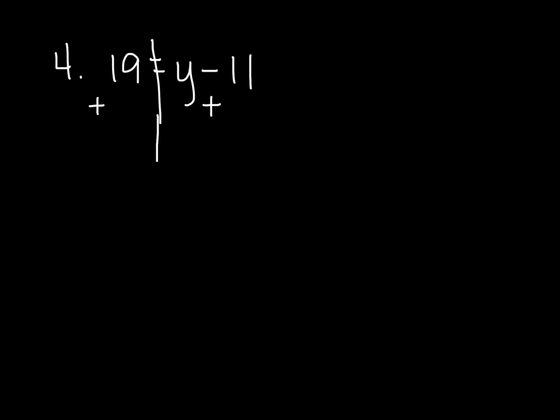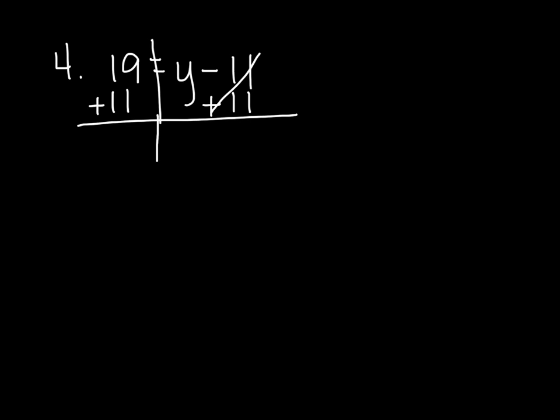I've got to get that 11 by itself. I've got to get that y by itself. So I'm going to get rid of that 11. I'm going to add 11 to this side and add 11 to this side. Now, a negative 11 and a positive 11, they are opposites. Opposite numbers add up to what? They add up to 0.